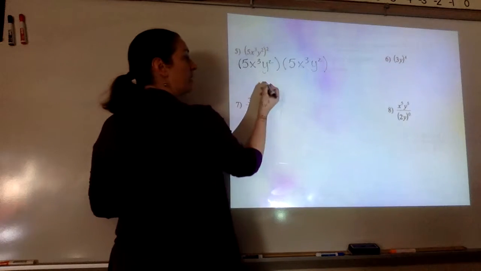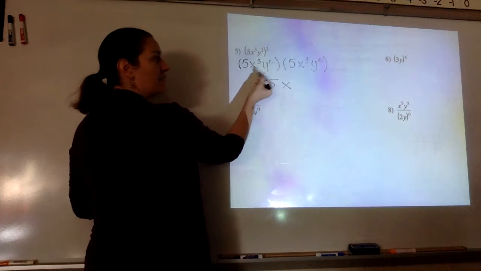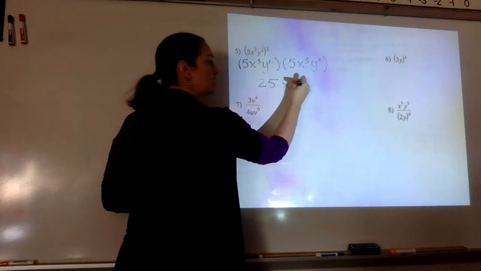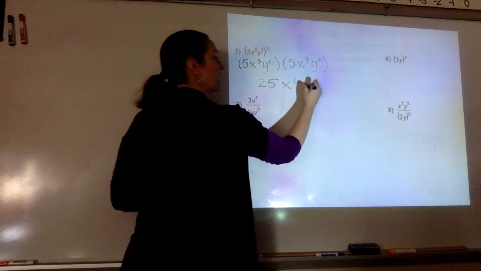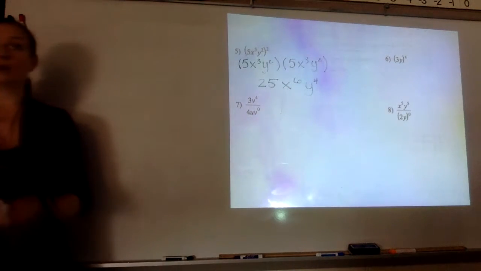Okay, so as you can see, I took the parenthesis group, I wrote it twice. Now it's just like the multiplication. You guys with me? Thank you. Multiply out any big numbers, 25. Take inventory of the x's. I have 3 here, I have 3 here is a total of 6. Take inventory of the y's, 2 and 2 gives me 4.